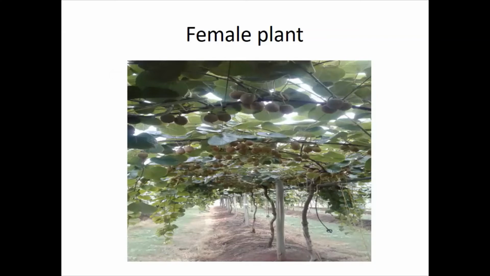As you can see, these are the females. They are trained on a tipper system, like all the canes are tied down horizontally so that the fruits can hang. Now you can see a difference between a male and a female. With females, we train them, then males, we just let them grow anyhow. We don't even count the number of canes or whatever.